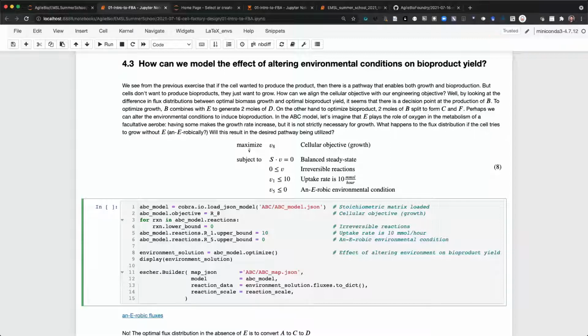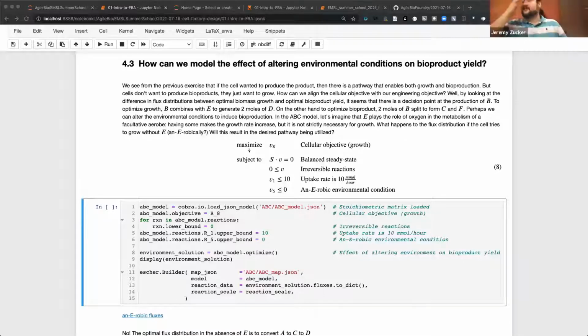So we have a question. Is that always a growth coupled bioproduct we can model? No, oftentimes they will not be growth coupled. So you could have 100% bioproduction and 0 growth, or you could have 100% growth and 0 bioproduction. So they won't always be coupled. That's true.